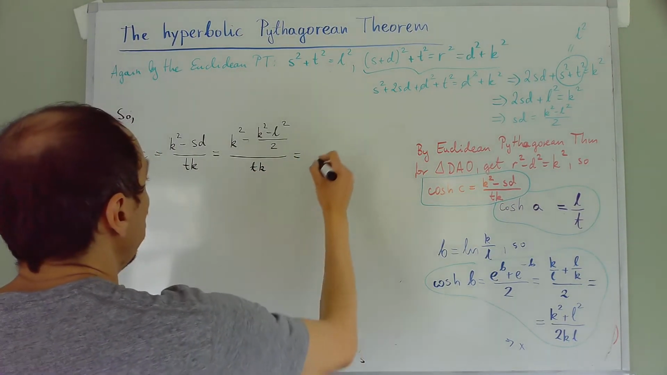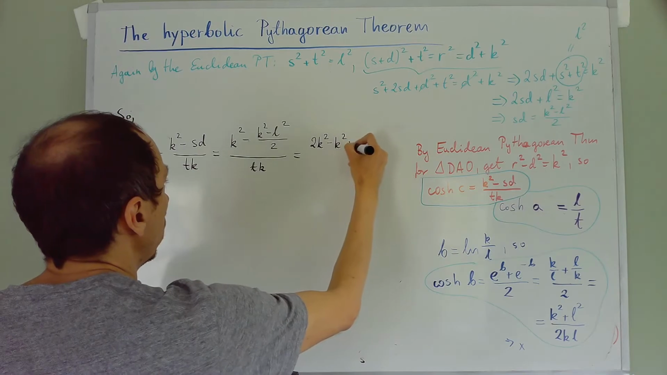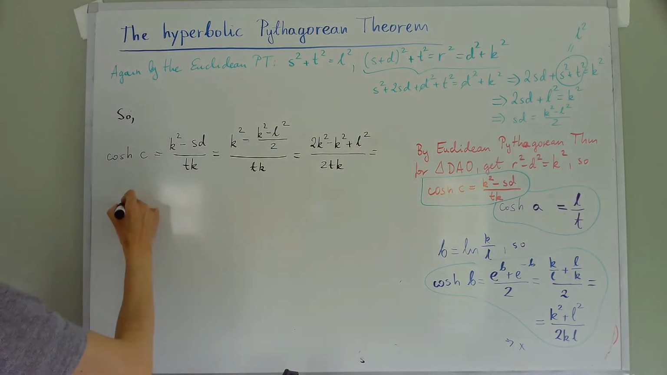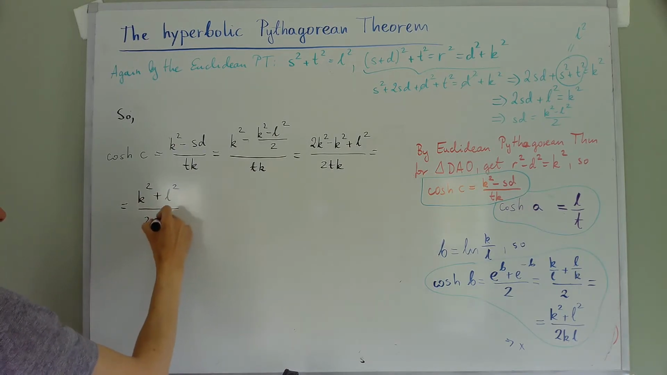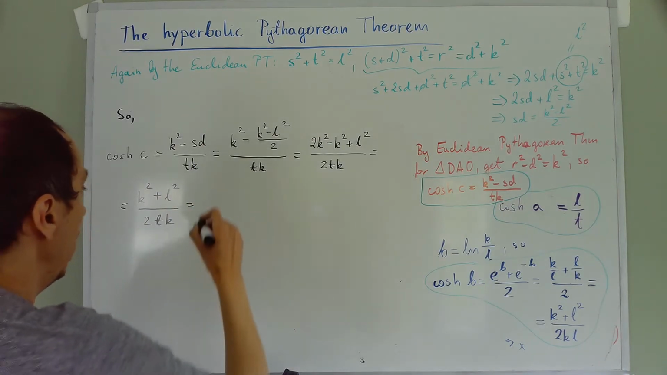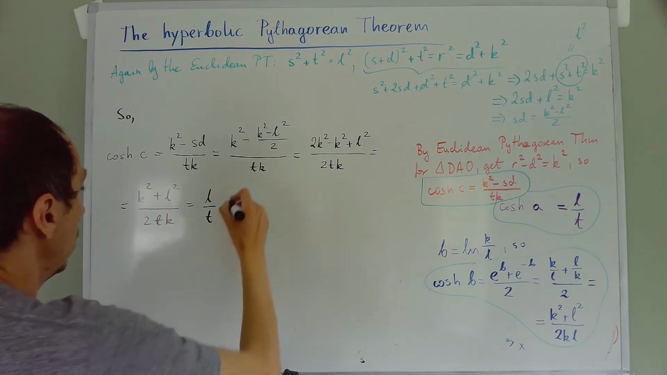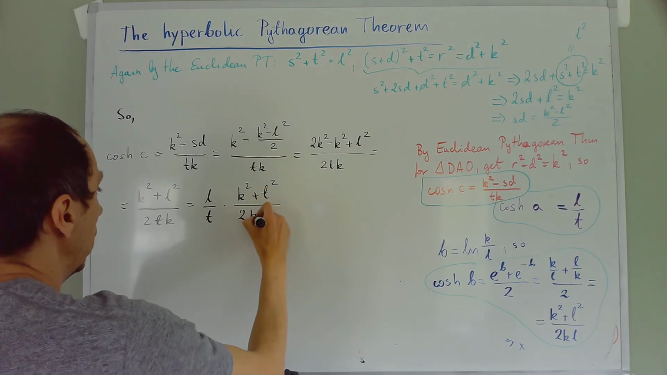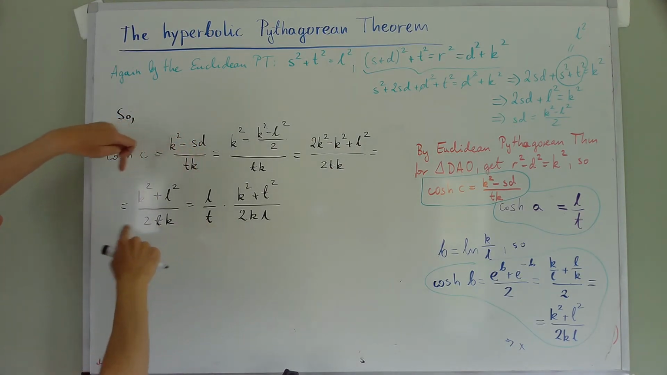So let's tidy it up a little bit. Let's get a common denominator of 2. So I get 2k squared minus k squared plus L squared divided by 2tk. So that gives me k squared plus L squared divided by 2tk. And that I can write as L over t times k squared plus t squared divided by 2kl, right? You see the L cancels on both sides of this formula, so it gives you that.